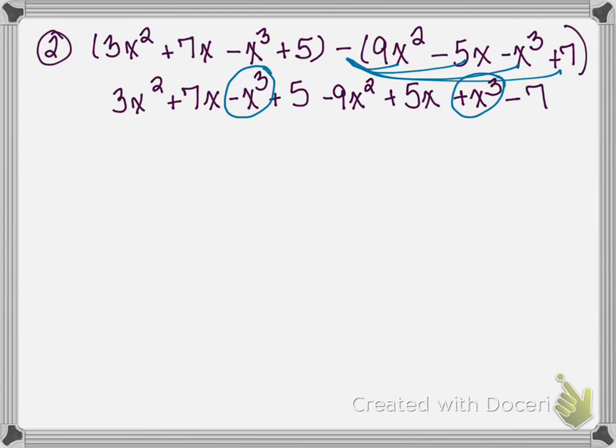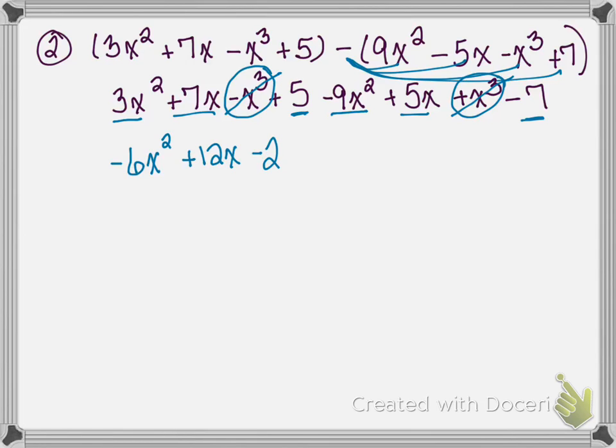But in this situation, our negative x to the third and our positive x to the third disappears. They cancel out, so they're gone. So now I have 3x squared and negative 9x squared. That's going to be negative 6x squared. 7x and positive 5x is going to be 12x. And then I have a 5 and I have a negative 7. And that gives me negative 2.